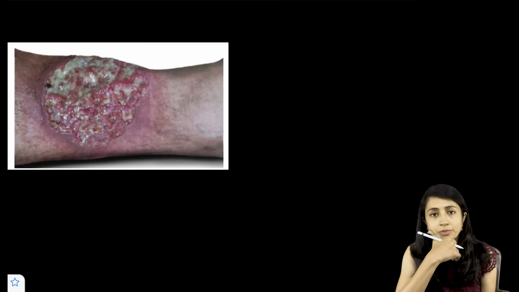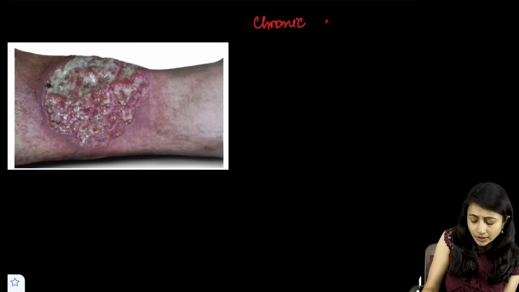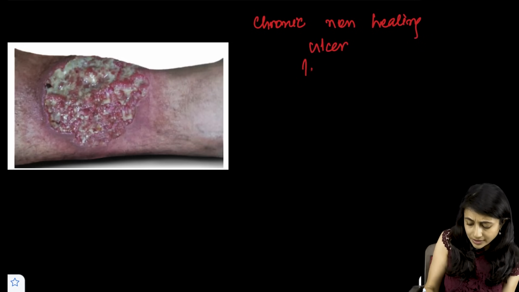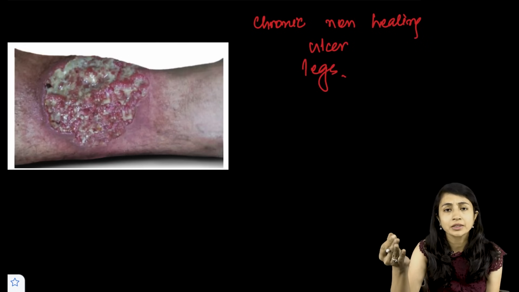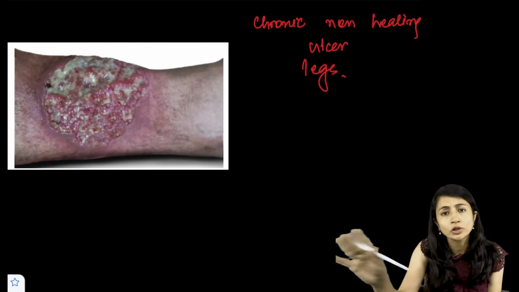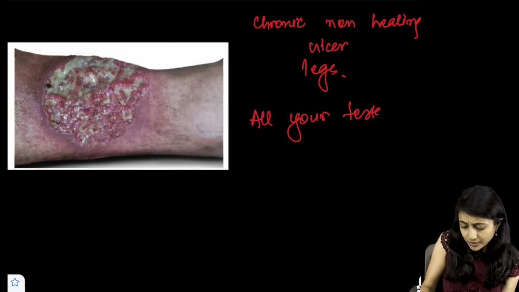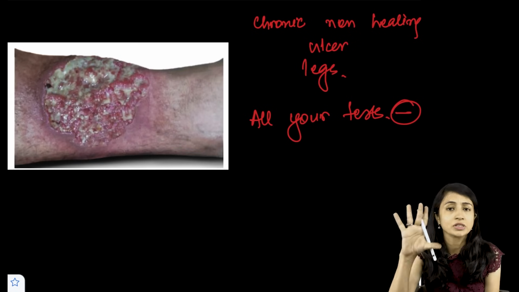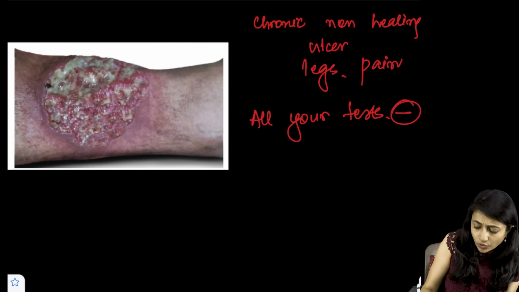Next, sometimes they give you an image like this, or they tell you that there is a chronic non-healing ulcer on foot or legs of a patient, and you do all the investigations. You do mycobacterial culture, you do bacterial culture, you do fungal culture, you do ANA, you do all the autoimmune profile. All your tests are negative. So typically in history, they will give you all sorts of tests and they will say these tests are negative and the patient has this non-healing ulcer which is painful on legs.